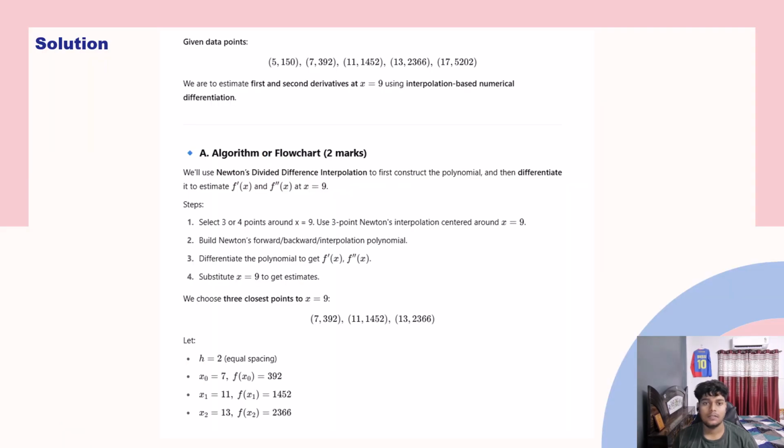Part A is algorithm and flowchart. We will use central differences for better accuracy for the first and second derivatives. Since x = 9 is a data point, we first interpolate to find f(9) from the previous question, and then choose points around x = 9, like x = 7 and x = 11, so h = 2. The flowchart involves interpolating f at nearby points, applying the difference formulas, and computing the derivatives.